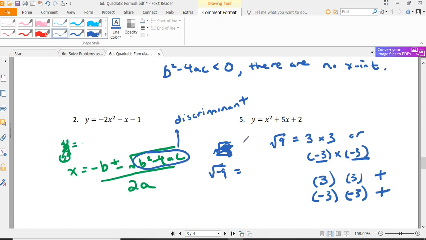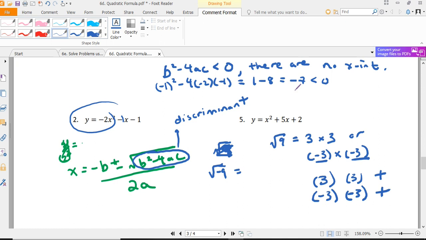Okay? So let's use this question as an example. The b squared would be negative 1, because there should be a 1 there. So that should be negative 1 squared minus 4a. A value is negative 2. C is negative 1. And what does that give me? Well, 1 squared. So negative 4 times negative 2 is positive 8. Positive 8 times negative 1 is negative 8. So I'll get 1 minus 8, which will give me negative 7, which is less than 0. Which means for this equation, there are no x-intercepts.